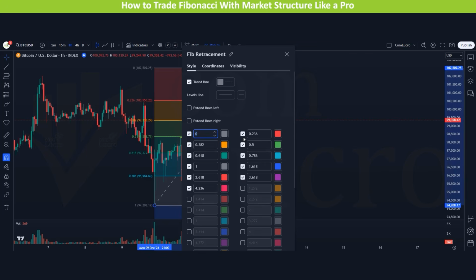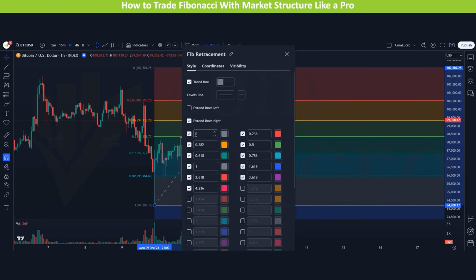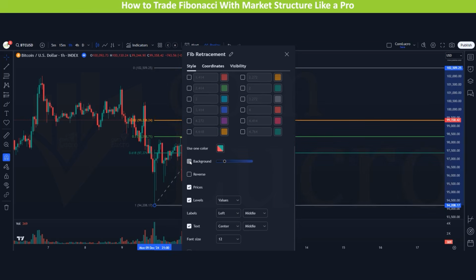Once it's drawn, open the settings so we can clean the tool up for sharper analysis. First, extend the lines to the right so they stay visible as the chart develops. Next, uncheck every unnecessary level and keep only the ones that matter. 38.2%, 50%, and 61.8%, your key retracement zones. Turn off the background shading to declutter the chart, and hide the price values to keep your focus where it belongs. Finally, under the level section, set the display to percent, so each level reads as a percentage. This setup strips the chart down to what counts, putting the most critical retracement areas front and center.